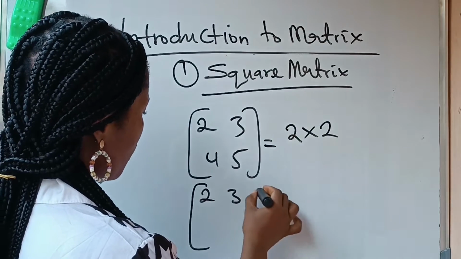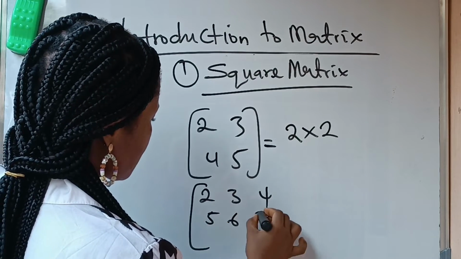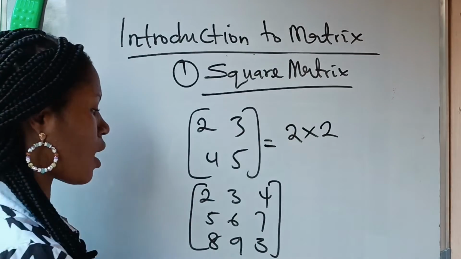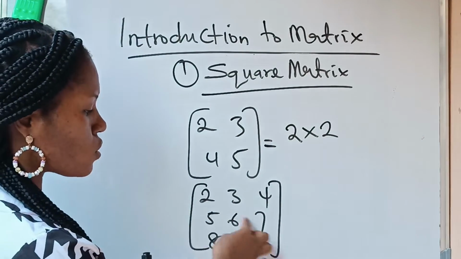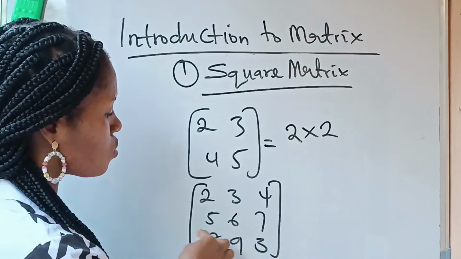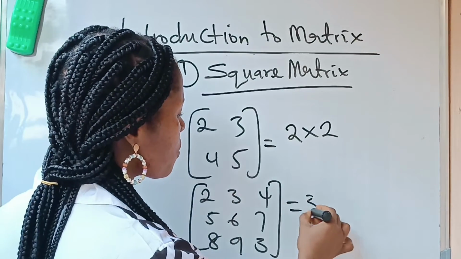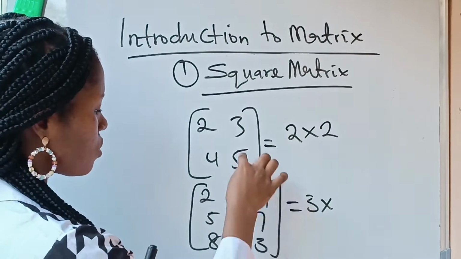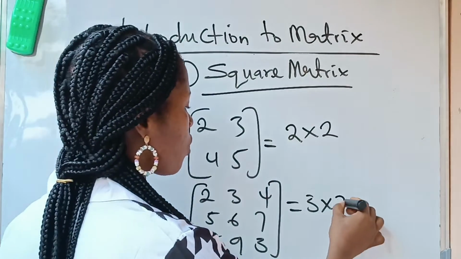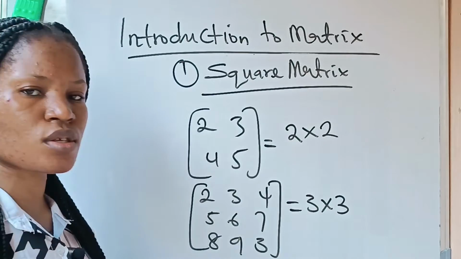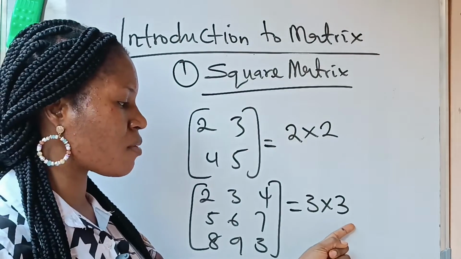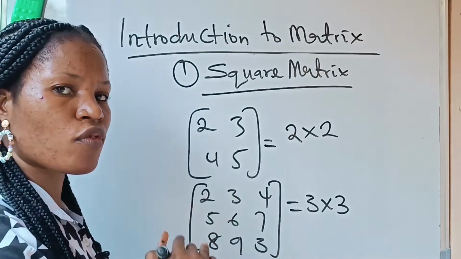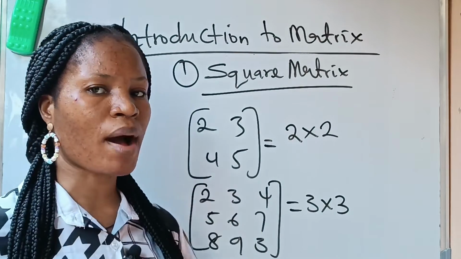You have 2, 3, 4, 5, 6, 7, 8, 9, let's say 3. Okay? Now, how many rows do we have here? We have 1, 2, 3. We have 3 rows by how many columns do we have? We have 1, 2, 3. 3 columns as well. So what do we call this? A 3 by 3 matrix, and is what? A square matrix, because the number of rows equals the number of columns.